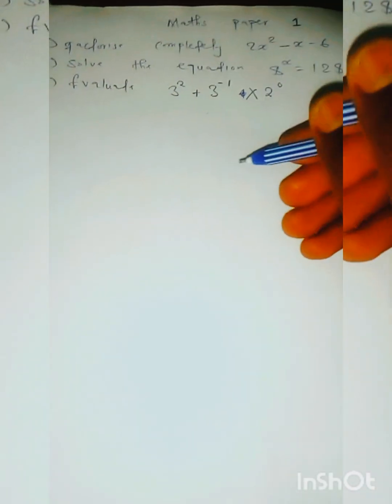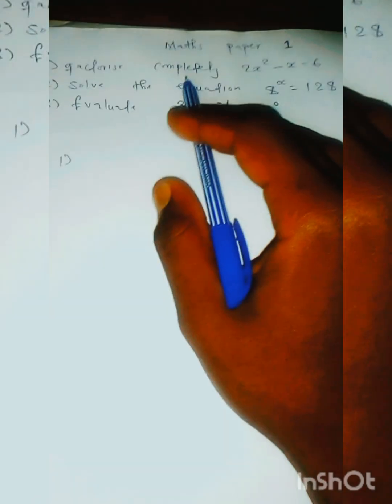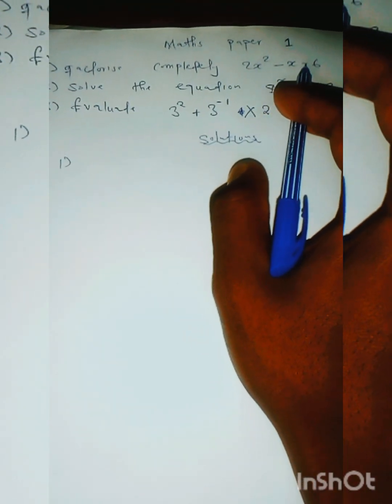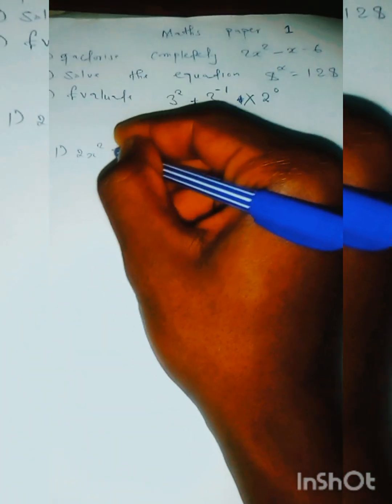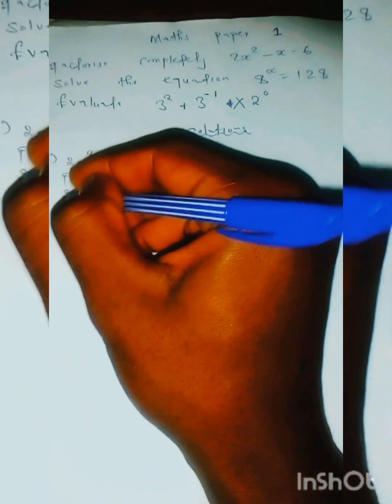So first of all, we need to write solutions. We are going to start by solving question number 1. Factorize completely 2x² − x − 6. So when you come across such a kind of equation, what you need to do is to first find the product, sum, then factor.